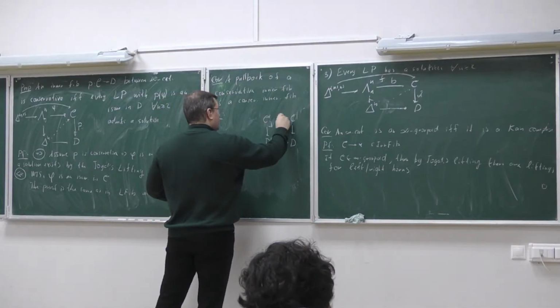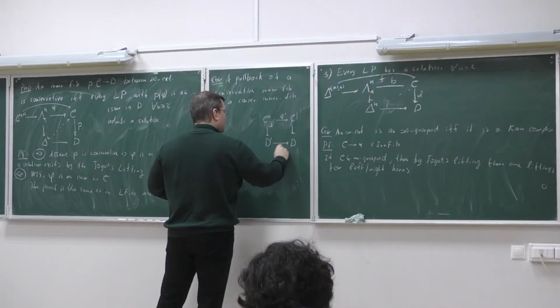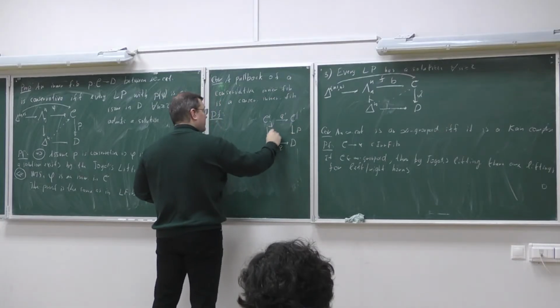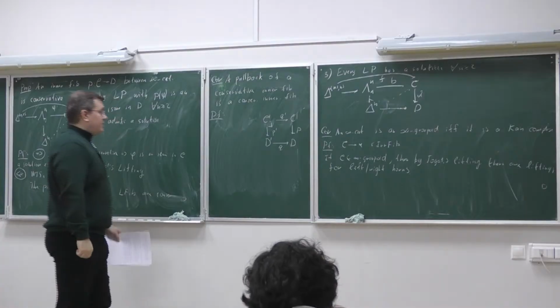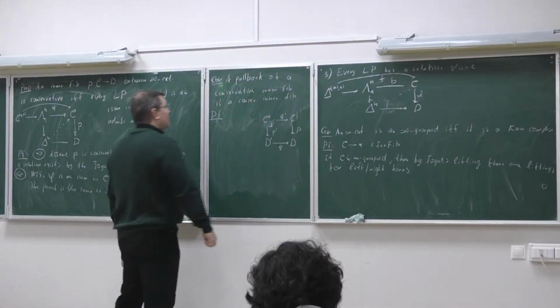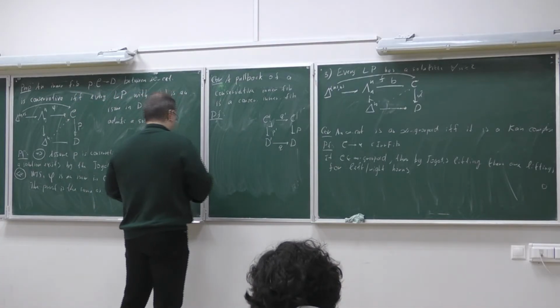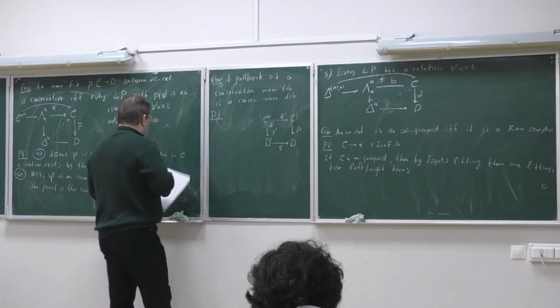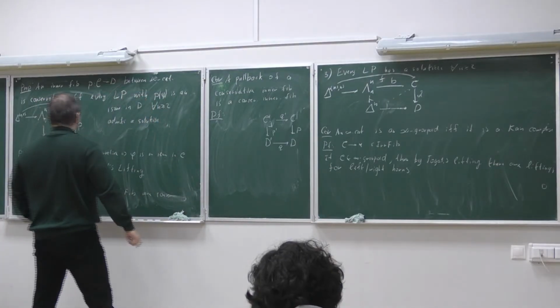Well, maybe I can call this Q prime, this will be Q, this will be P, and this will be P prime. So that's a pullback diagram. I'm assuming that P is a conservative inner fibration. I want to prove the same property for P prime, and I want to use this proposition that I just proved.